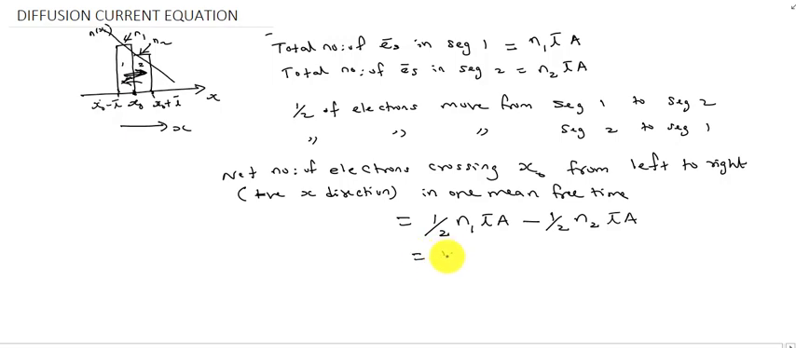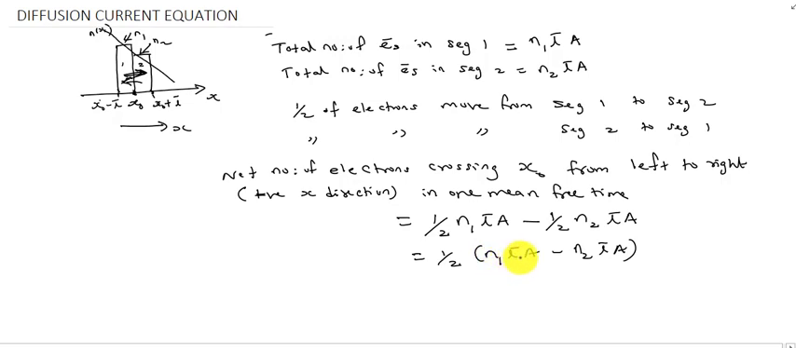So we can say that half into n1 into L bar into A minus n2 into L bar into A. So this is the net movement of electrons in the positive x direction in one mean free time.